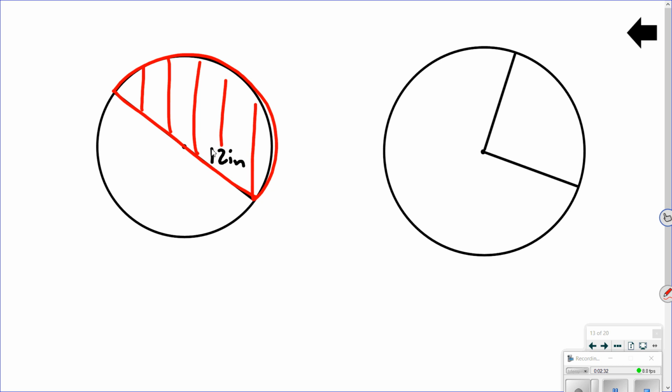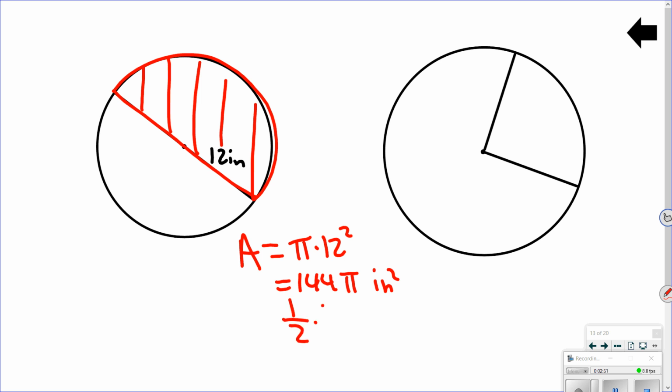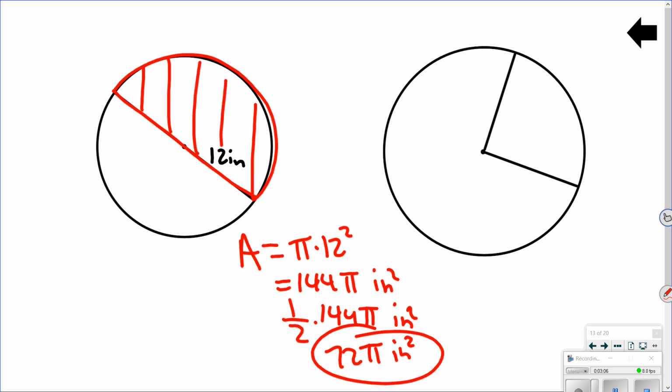Well, that's pretty easy, right? The area would just be pi r squared, so pi times 12 squared. That'd be the area of the entire circle, 144 pi square inches. If I want to find the sector that I have outlined in red there, then that would just be half of that, right? So I'd go a half times 144 pi square inches. Half of 144 is 72, so 72 pi square inches. That's the exact answer. You could plug that in a calculator and get an approximate.